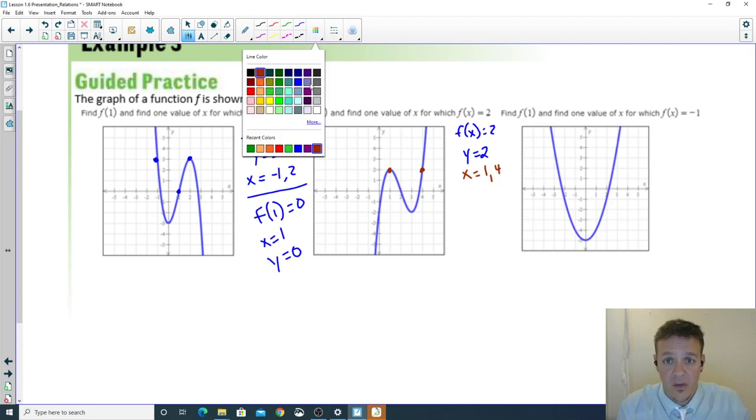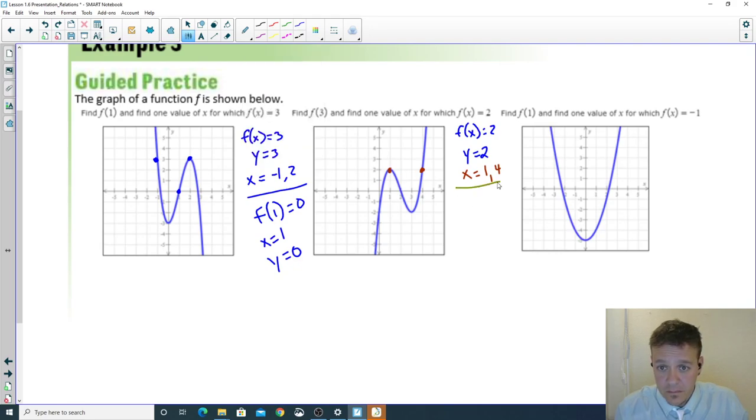And then the other one here is when f of 3 equals something we don't know. We just know that x equals 3. So when I go over to 3 and I go down, my y value is -2, right? Just like that.